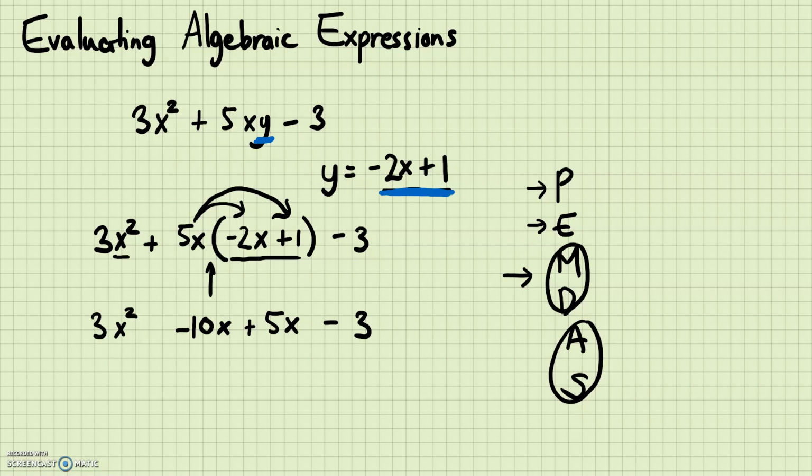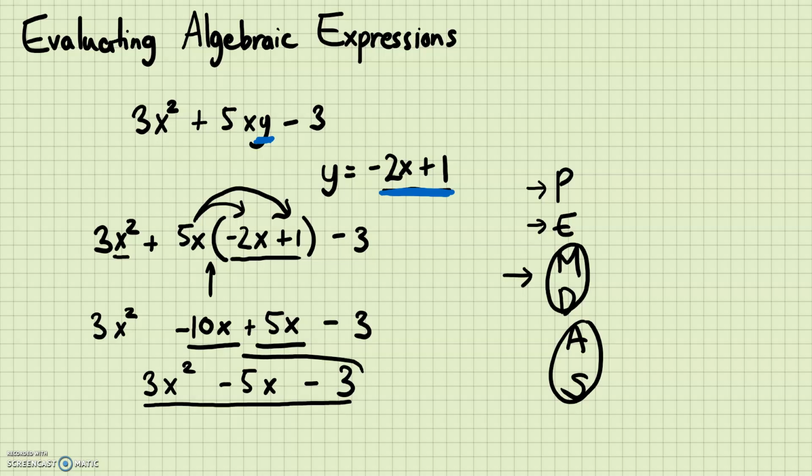But there's only one thing to do because we only have two terms that are like terms. So we combine these two. Negative 10x plus 5x is going to be negative 5x. And on this side, we have 3x squared, and on this side, we have a negative 3. Because we can't simplify this expression any further, this will be our answer.